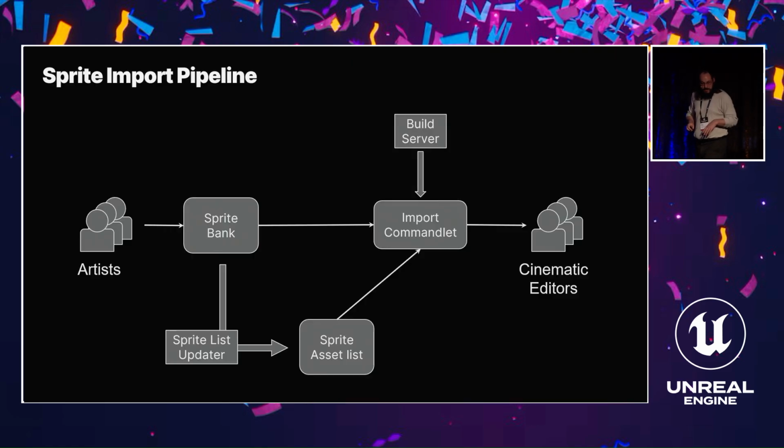Cool. So once we put it all together, this is what we came up with. On this end, we had our artists. They would create their sprites and upload them to the sprite bank. Then we had a little piece of software that would scrape those, update a list, and save that data out for later consumption. We then had our build server run a commandlet that we wrote that would query that list and import the sprites that it determined needed updating.